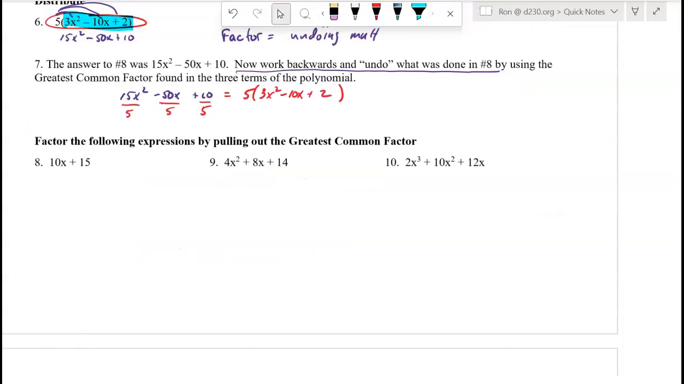So anytime we're factoring out the GCF, the first thing we're going to do, step 1, you're going to find the GCF. And the second part is divide everything by the GCF and write as a product. Okay, so let's take a look here.